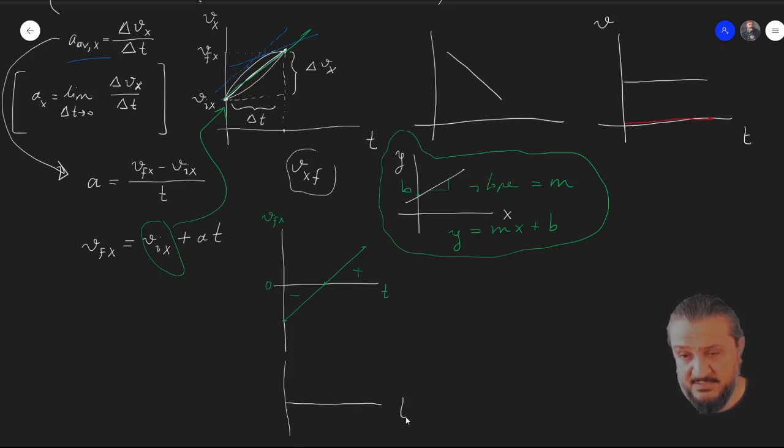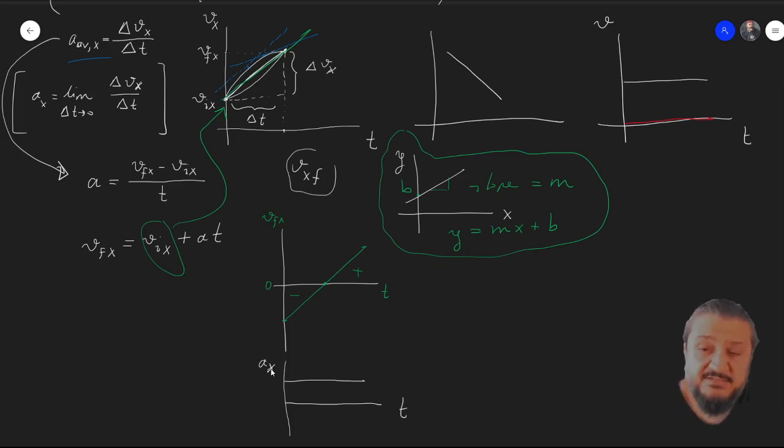So if you just draw your acceleration time graph right below it, let's try to do it like this. This is t and a, or ax. There's only one value for it. That does not change. It's a constant acceleration example. Okay, so that's how we interpret these graphs.